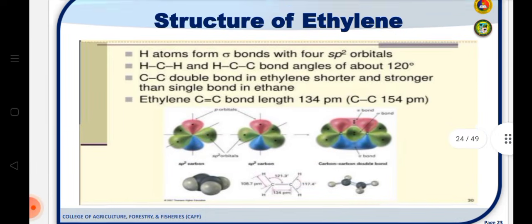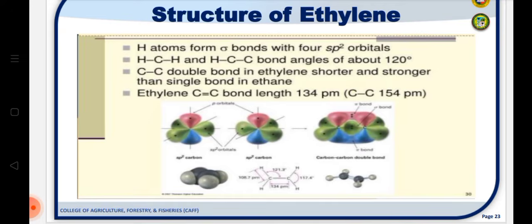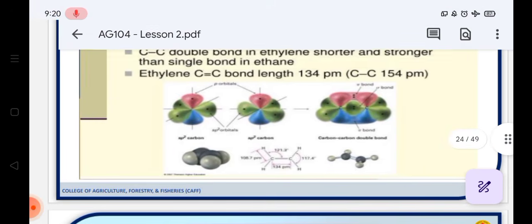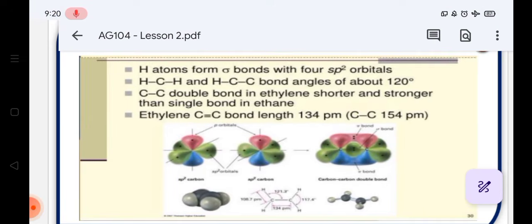Now we have the structure of ethylene. Okay, hydrogen atoms form sigma bonds with 4 sp2 orbitals, and we have HCH and HCC bond angles of about 120 degrees, and the carbon-carbon double bond in ethylene is shorter and stronger than the single bond in ethane. And ethylene's carbon double bond carbon length is 134 picometer. Ang iyahang structure kay flat or mura siya planar, and yes, ang iyang pinaka-ideal na bond angle is 120 degrees. So mura siya og triangle arrangement, no?